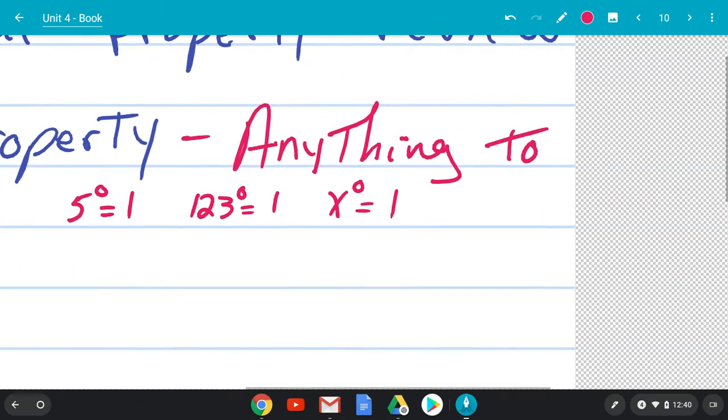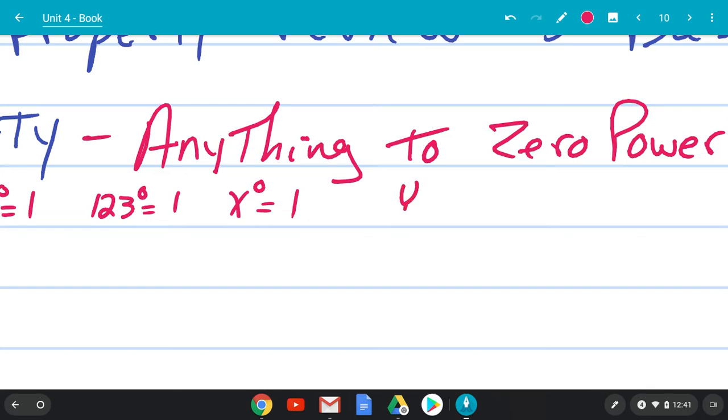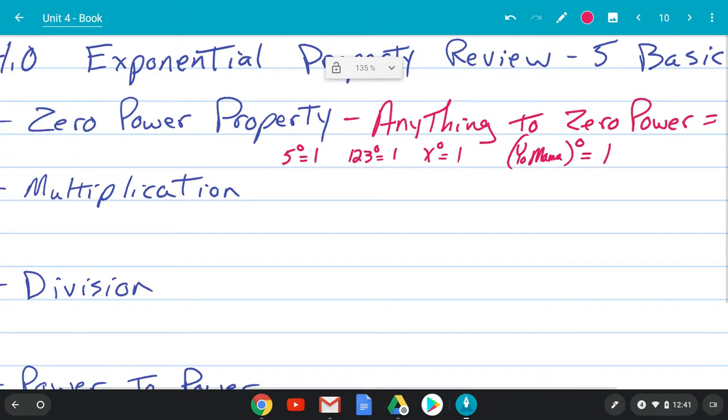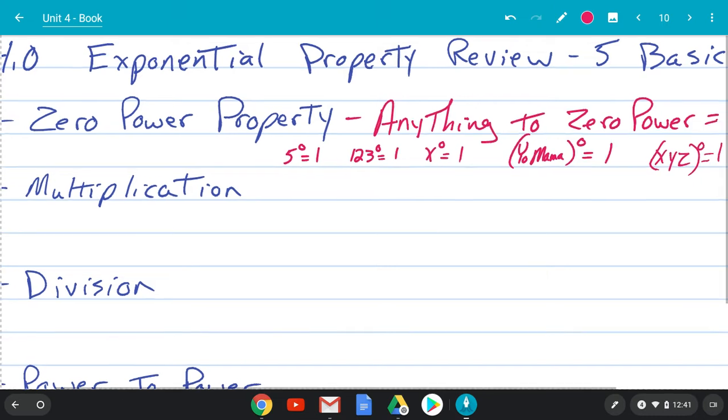And this last one is my favorite. What is yo mama to the 0 power? That's right. Yo mama is number 1. So the 0 power property says anything to the 0 power is 1. That makes it pretty easy. Let's say I have something crazy like x, y, z, all of that raised to the 0 power. What's that going to equal? That's right, it's going to equal 1. So that's probably the simplest property we have. Anything to the 0 power is 1.